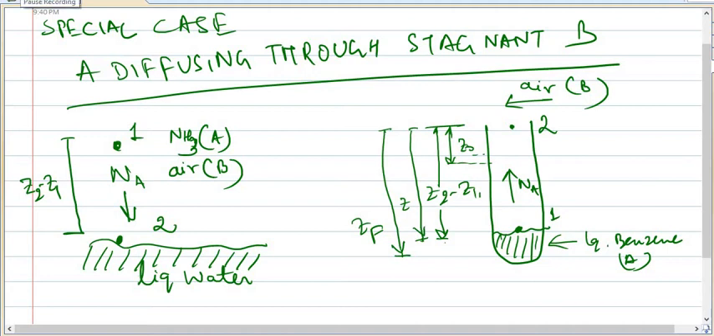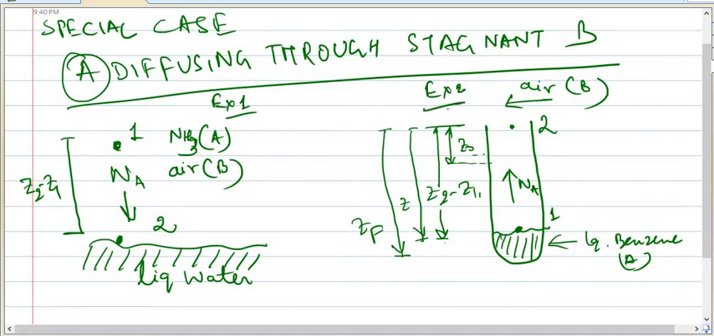Today we will be discussing a special case of species A diffusing through B. So species A is diffusing through stagnant B. So B is here non-diffusing. Here there are two examples: this is example number 1 and this is example number 2.